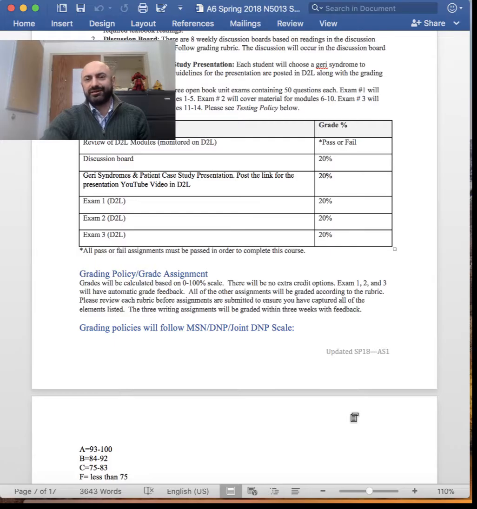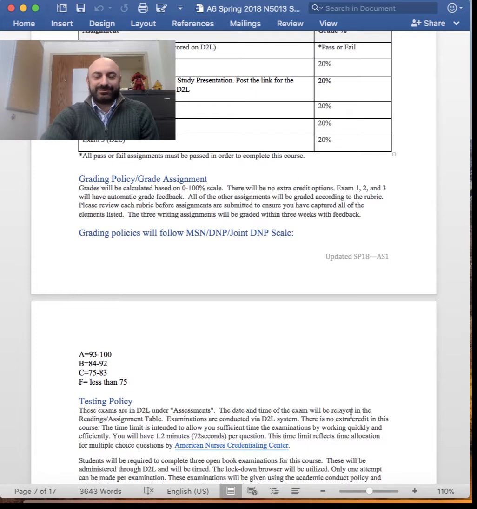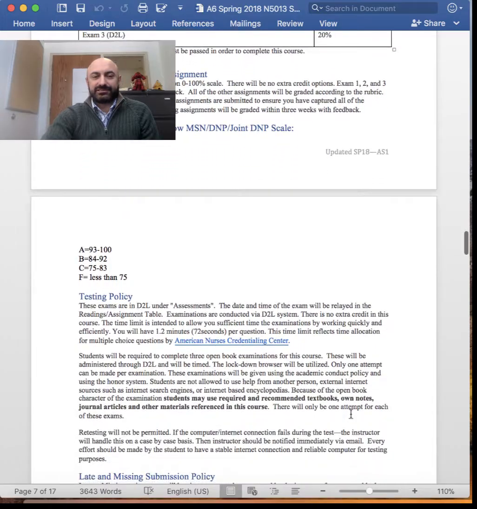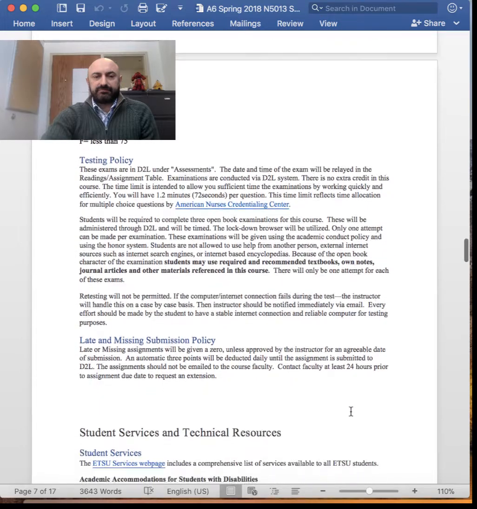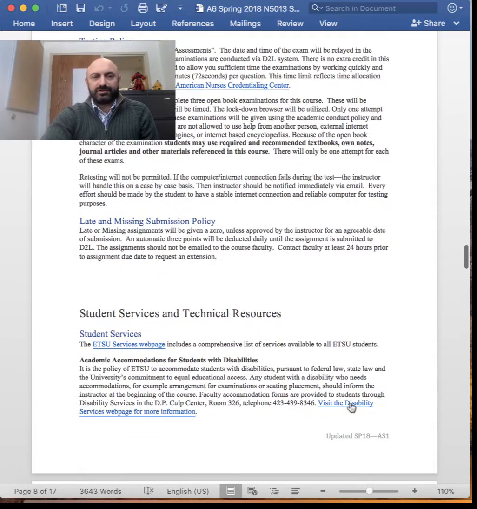Exams are fairly clear-cut. We will have three exams. Just three questions, you answer and you're done. No, we will have 50 questions for each exam. The grading policies and grading scale are the same as your other courses, and it's listed. For testing, you will have 1.2 minutes for each question, which is the standard of the American Nurses Credentialing Center. That's how much you will have for your board exams.